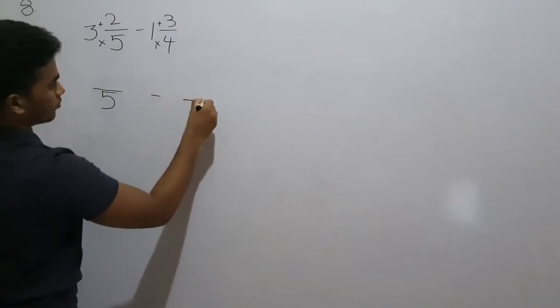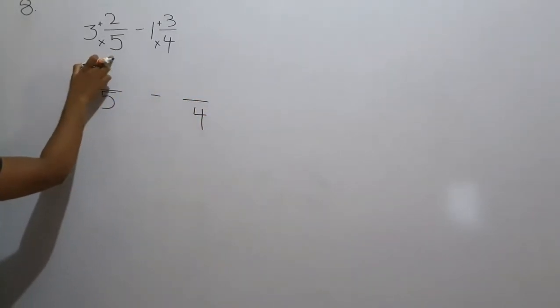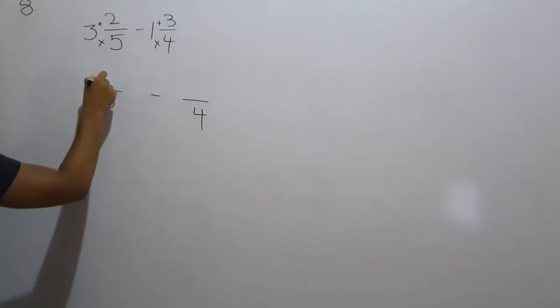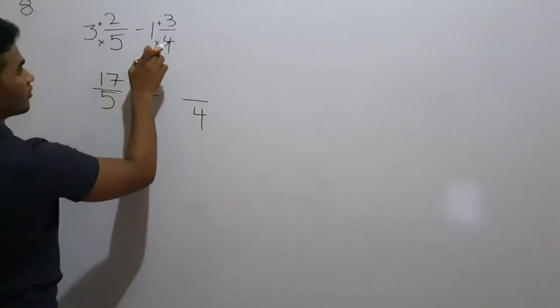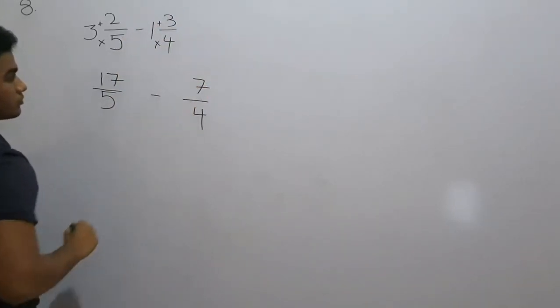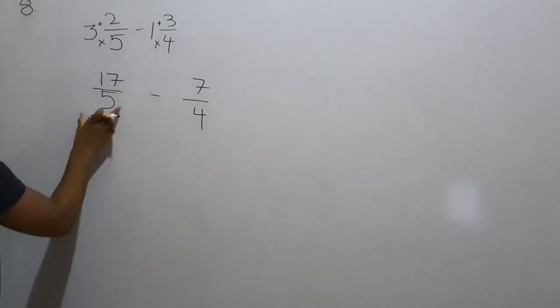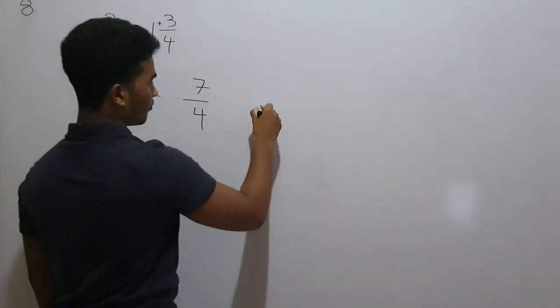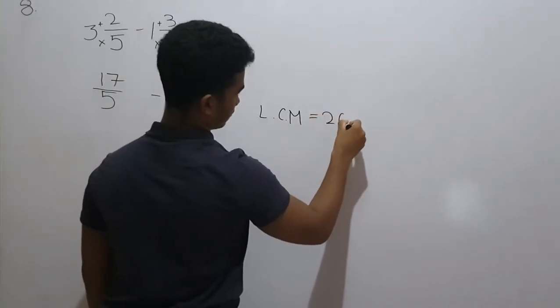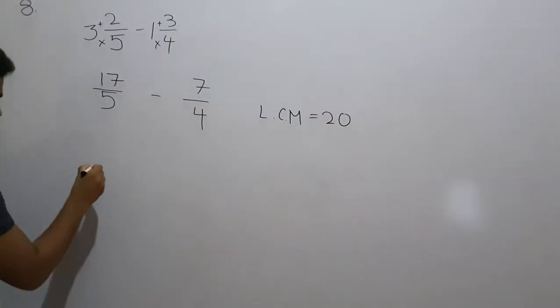The denominators will be the same, 5 and 4. You should multiply 5 into 3 is 15. 15 plus 2 is 17. Similarly, 1 into 4 is 4. 4 plus 3 is 7. So now get the LCM of 5 and 4. The LCM of 5 and 4 is 20. So write 20.